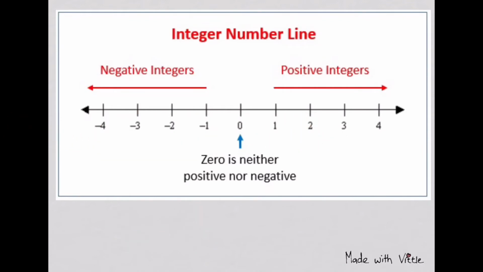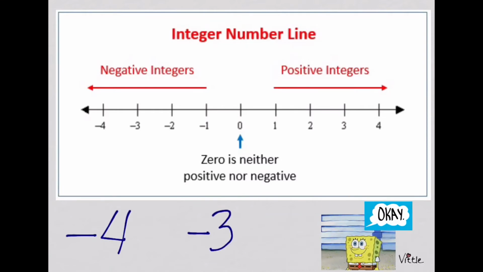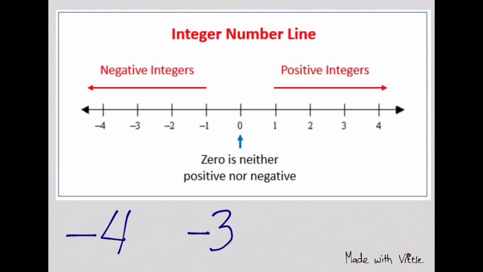Let's take another pair of integers to compare. Then we will do some ordering from least to greatest. Compare negative 4 with negative 3. Which one is smaller in value and which one is greater in value?